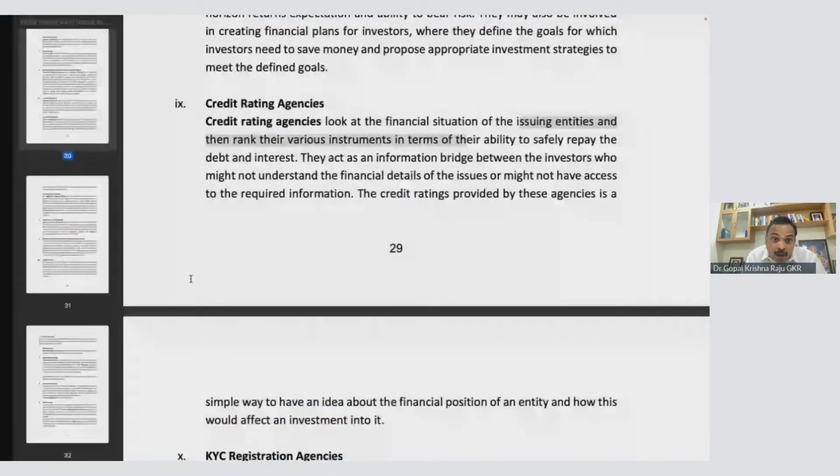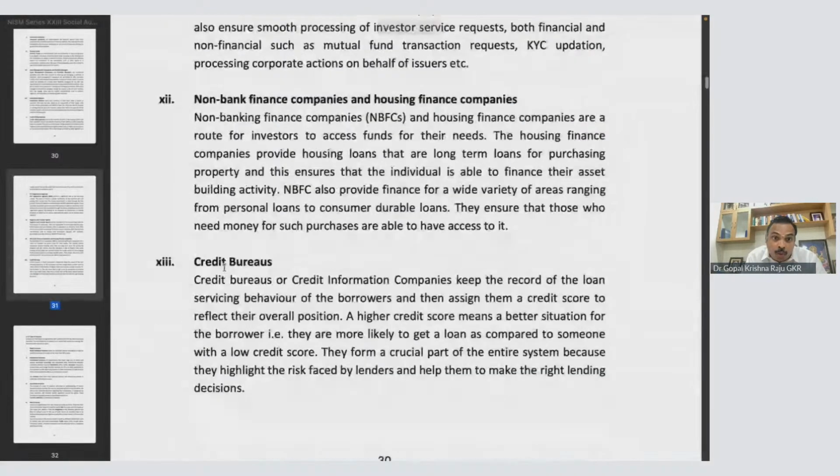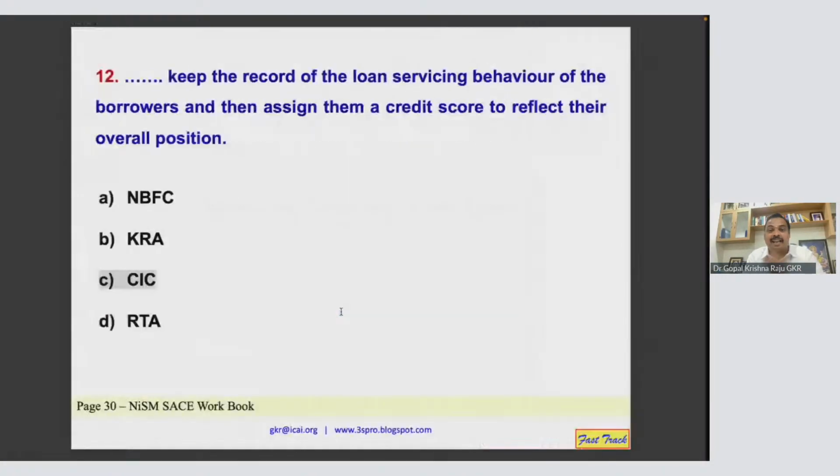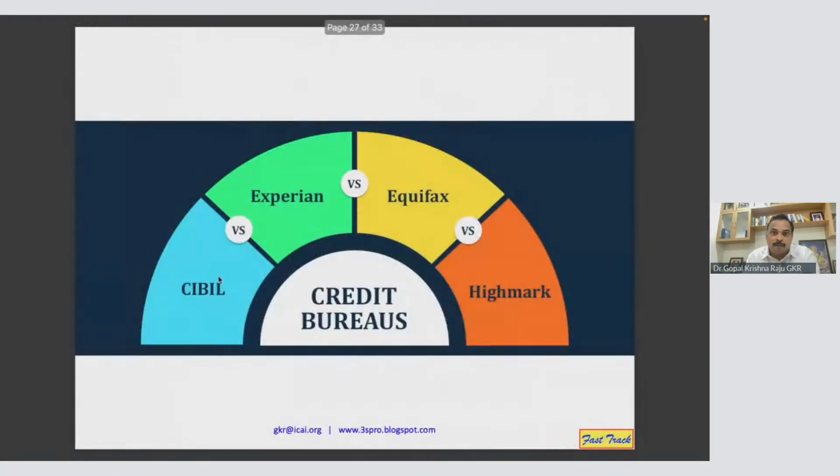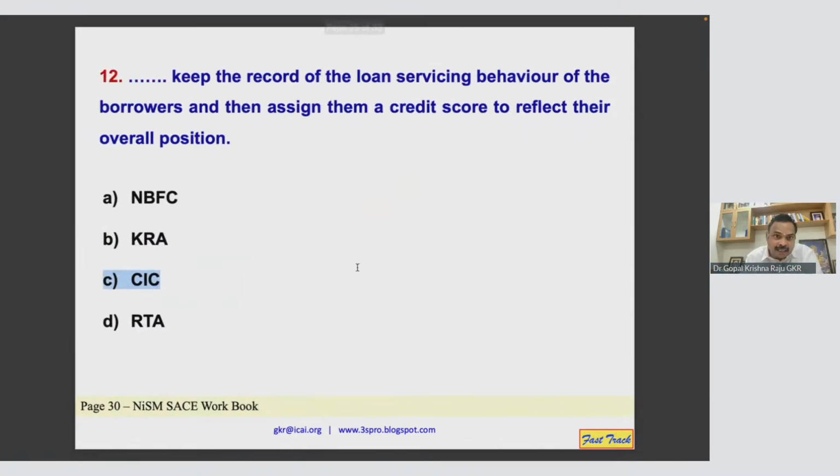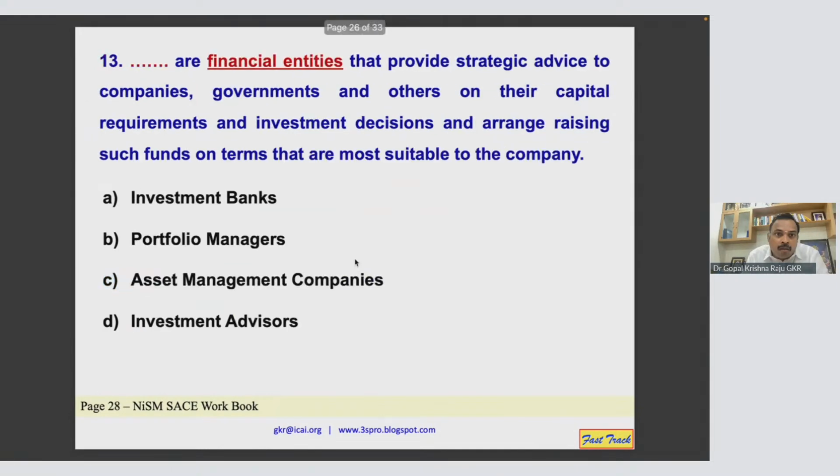CIC. Wow, what is CIC? Credit Bureau, Credit Information Company. They keep the record and then assign a credit score. So we have CIBIL, now the name of the company is TransUnion. Experian is another company. Equifax is another company. Highmark. These are the four credit bureaus or credit information companies. So that is 12C. Now we'll go to another question.